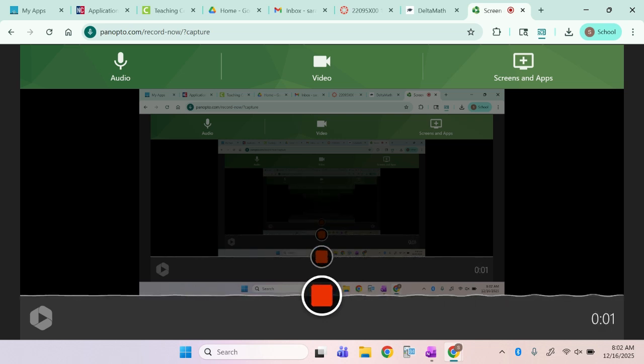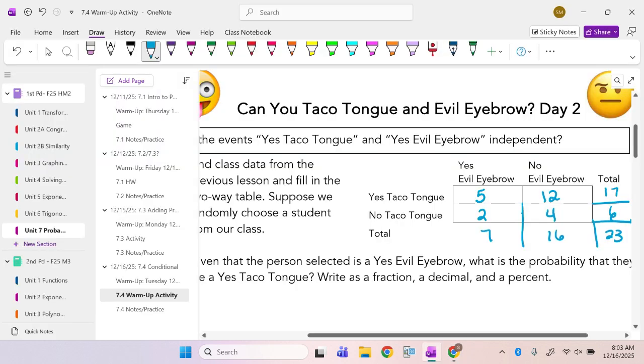With what we are learning today, which is conditional probability.